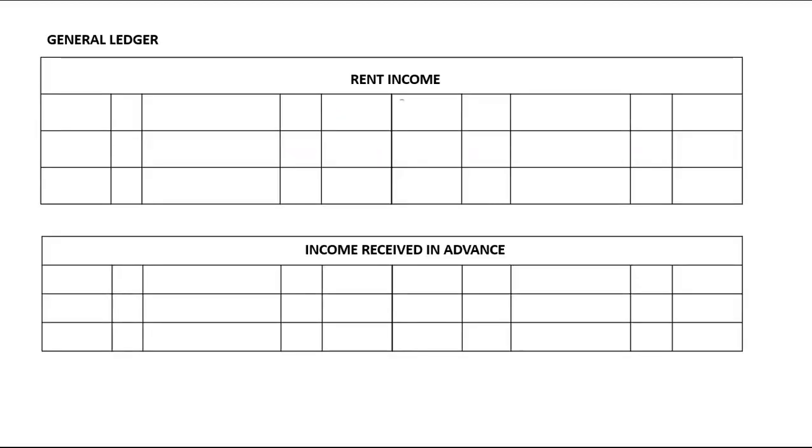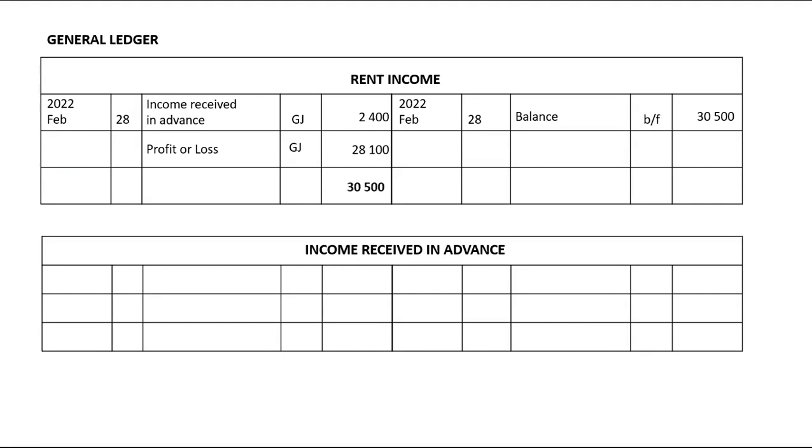Our rent has been overstated. That 30,500 is incorrect. Our actual rent income is 30,500 minus 2,400. So our actual rent income, we're going to take to the statement of profit or loss account. It will be 28,100. That is the actual income we've earned for the current financial year ending on the 28th of February 2022. But that created a current liability, which is income received in advance or deferred income.